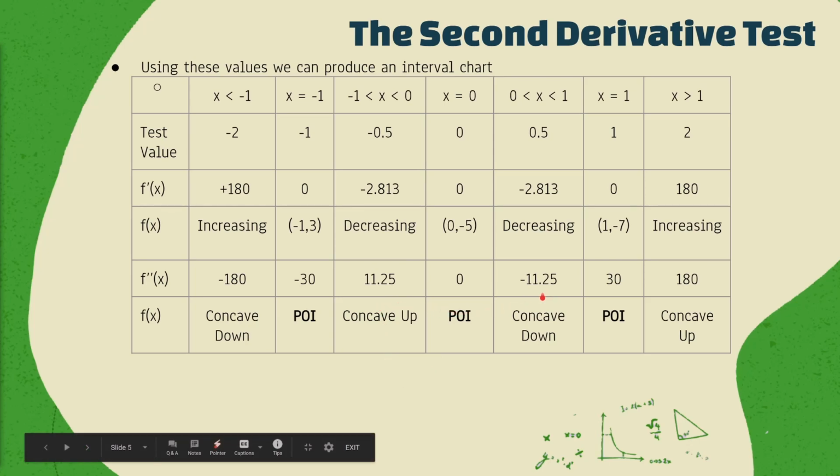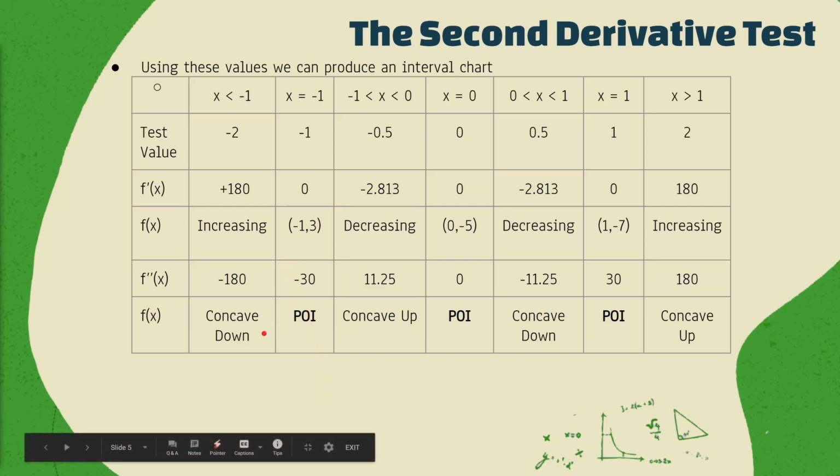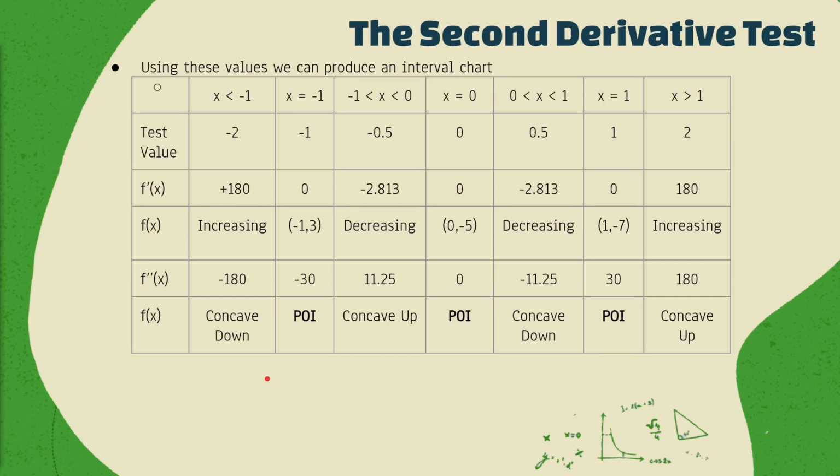This is negative, so concave down, and 180 is above 0, so it is concave up. Remember in our definition what a point of inflection is, we actually could find out that there is a point of inflection somewhere between here and here. So why do I say somewhere in between? Well, if you remember, it happens when the f double prime of x is equal to 0.